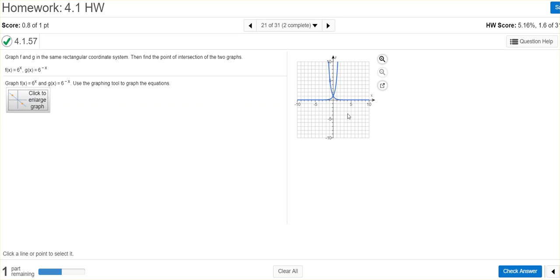And that's what you're asked to do in the first part of this problem, to graph f and g in the same rectangular coordinate system. Note that it is not asking you to graph the asymptotes.